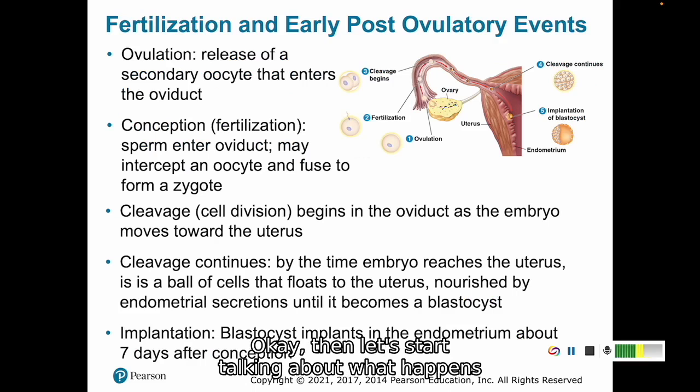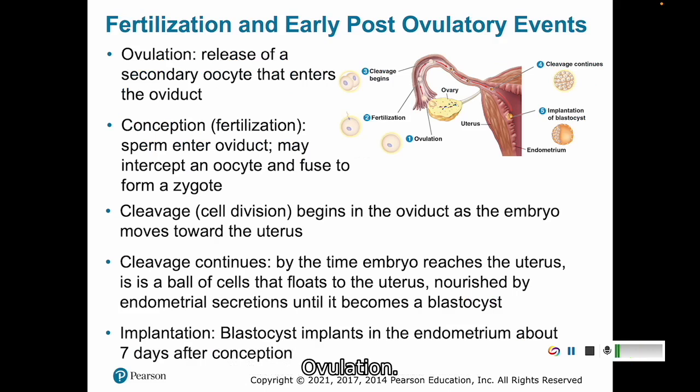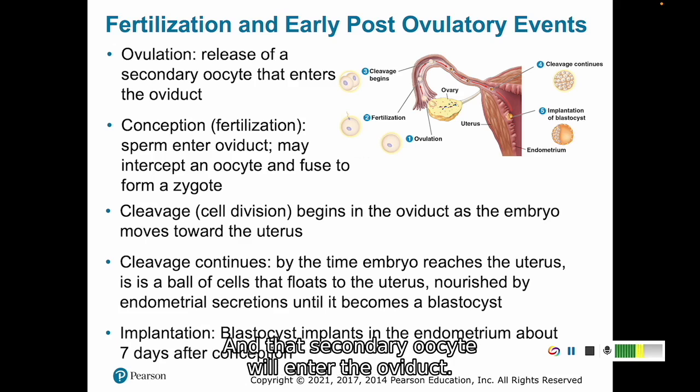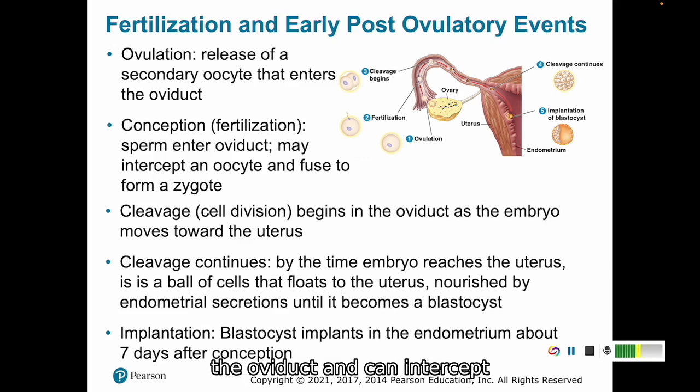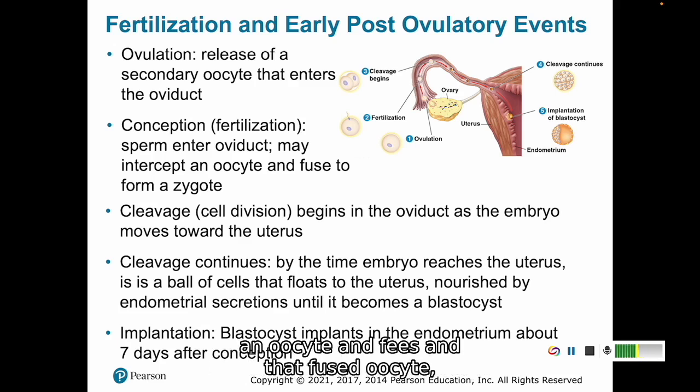Okay, then let's start talking about what happens if the cycle doesn't end with menstruation. Instead, the cycle leads to pregnancy. So ovulation, here's some terms to be confident of. Ovulation is release of a secondary oocyte, and that secondary oocyte will enter the oviduct. Then fertilization or conception is sperm will enter the oviduct and can intercept an oocyte and fuse, and that fused oocyte, now it's a mature egg, and sperm will fuse and form a zygote.